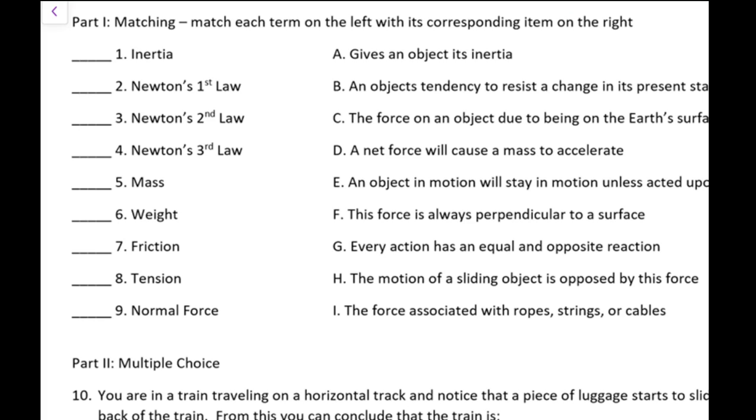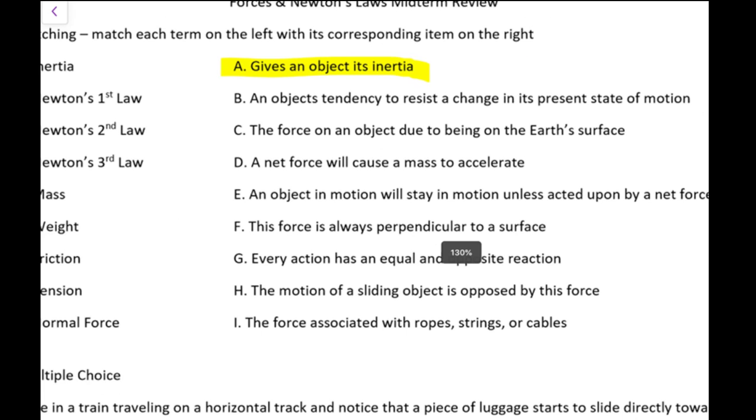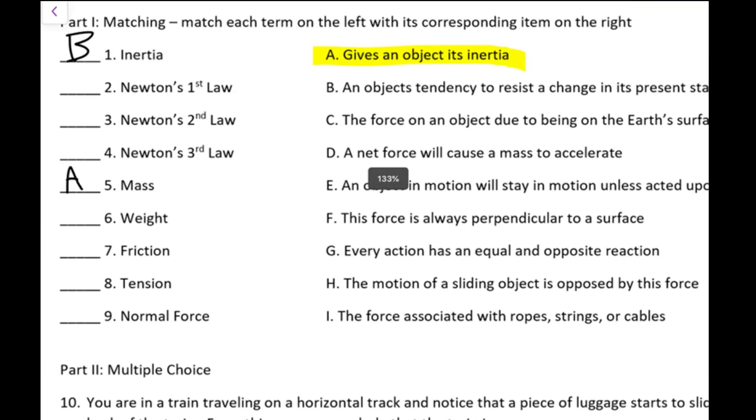So I want to highlight the difference between mass and inertia. Again, mass is what gives an object its inertia. It's a property of matter that gives an object its inertia. The more mass it has, the more inertia it has, versus inertia, which is an object's tendency to resist its change in its present state of motion, which in this answer choices is B. So when we think inertia, it wants to resist motion. It wants to either stay at rest or stay moving.